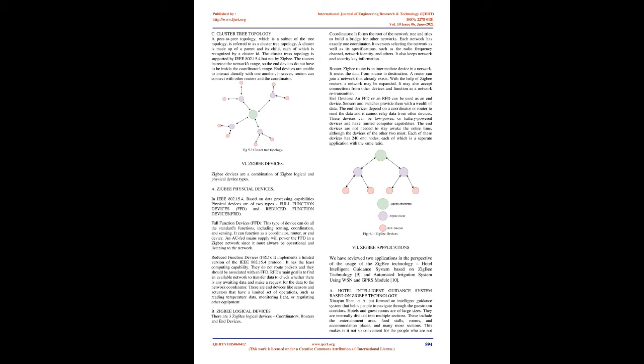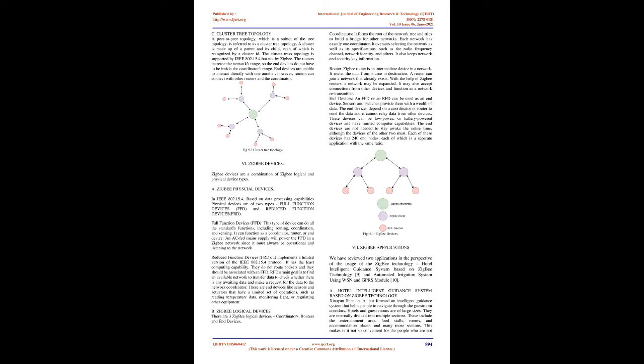C. Cluster tree topology. A peer-to-peer topology, which is a subset of the tree topology, is referred to as a cluster tree topology. A cluster is made up of a parent and its child, each of which is recognized by a cluster ID. The cluster tree topology is supported by IEEE 802.15.4 but not by Zigbee. The routers increase the network's range, so the end devices do not have to be inside the coordinator's range. End devices are unable to interact directly with one another, however, routers can connect with other routers and the coordinator. Fig 5.3 Cluster tree topology.